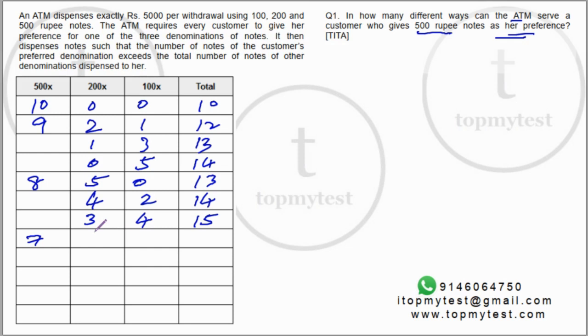If I start with 7, 3500, so I can do 7, 1, not possible. So these are the only ways possible. The moment I go below 8 notes, either the number of 200 or 100 rupee notes, or the sum of them, will be higher than the number of 500 rupee notes. So these are the only ways possible. You have 1, 2, 3, 4, 5, 6, 7. There are 7 possible ways.